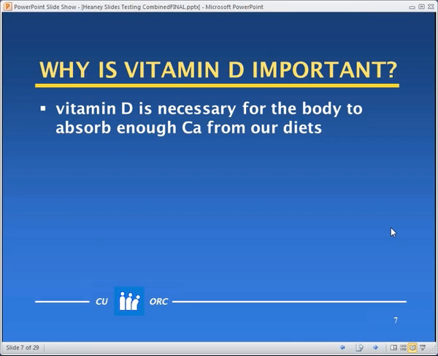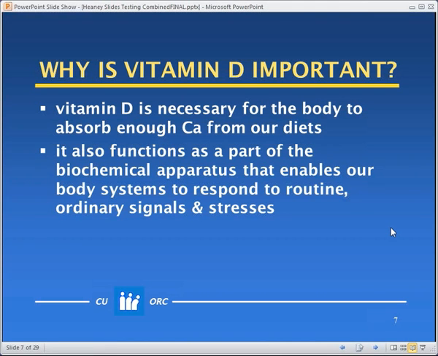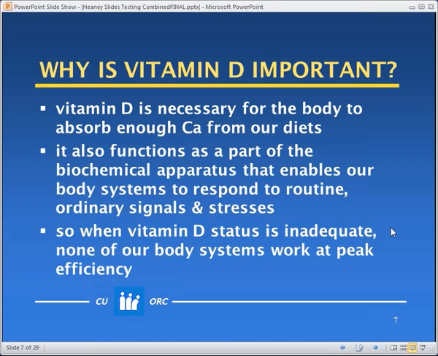Now, the second point that we want to make is why vitamin D is important. That is, why would you want to know? Well, first of all, I think we all understand from grade school nutrition that vitamin D is necessary to help the body absorb enough calcium from our diets. We take that pretty much for granted. But vitamin D also functions as a part of the chemical apparatus that enables all of our body systems to respond to routine, ordinary, everyday signals and stresses. How do we react? How do we compensate?